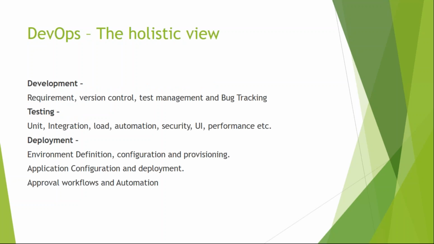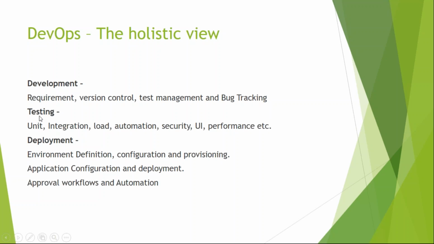Okay. So the next is the holistic view. If I talk about the holistic view or the overall view, how DevOps looks like, that can be divided into four sections. First one is development, where developers do all the requirement gathering, they develop the code, then they do all the version controlling, they do their test management, they do their bug tracking. So all these things come under the development section.